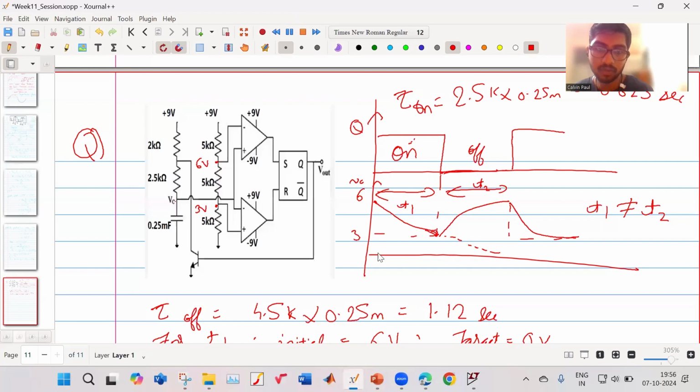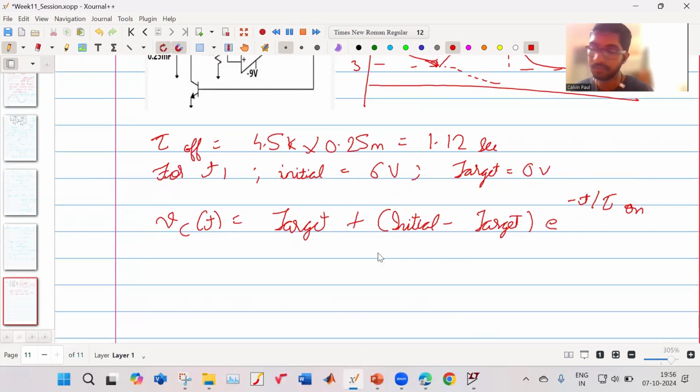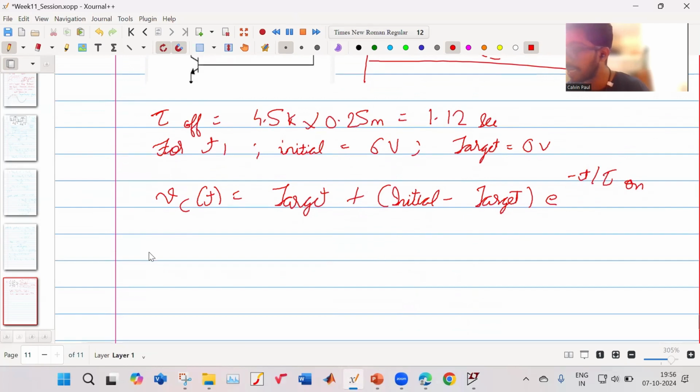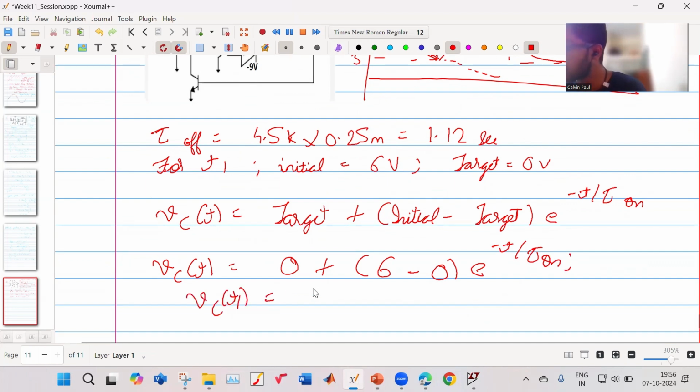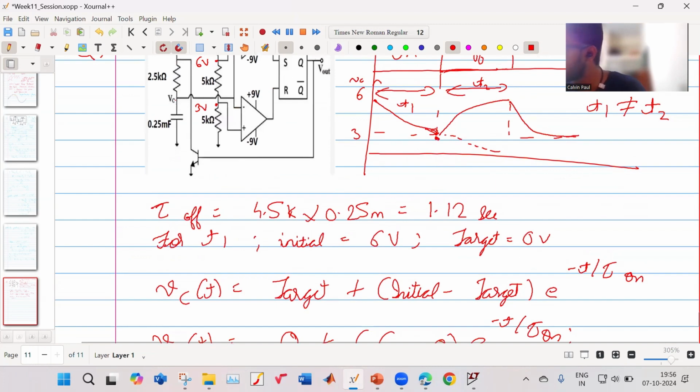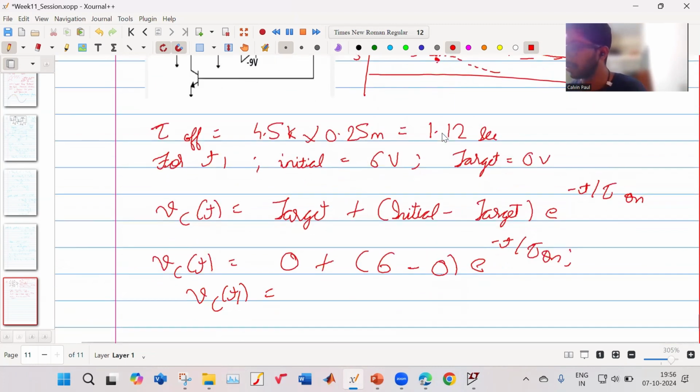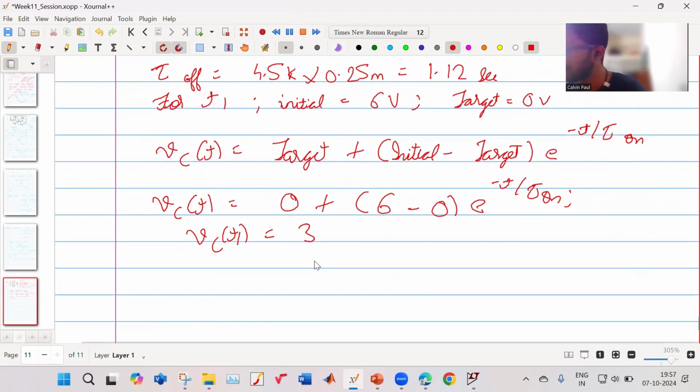So now, what is the time at VC of T1? VC of T is target. What is the target? The target is 0. Your initial value is 6. E to the power minus T by tau 1. But at VC of T1, your voltage is actually 3. So you have to substitute: 3 is equal to 6 into e to the power minus T1 by tau 1.